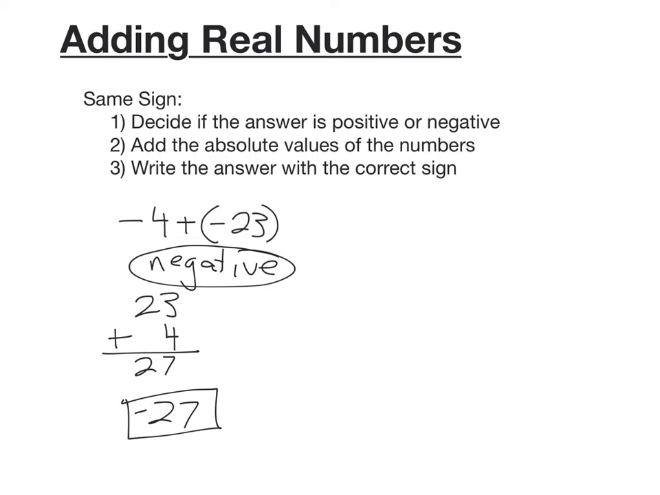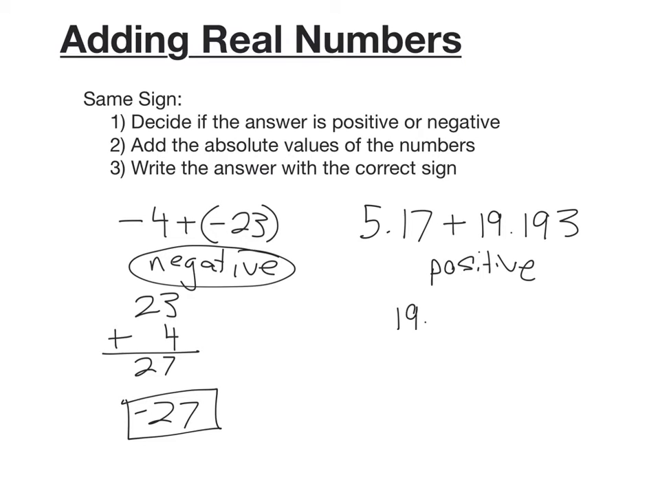Let's try another one. Let's say I have 5.17 and I want to add 19.193. Now I see I'm dealing with two positive numbers here, so I know when I add them together, I'm still going to have a positive number. So that's step one. Step two, I'm going to add the absolute values.